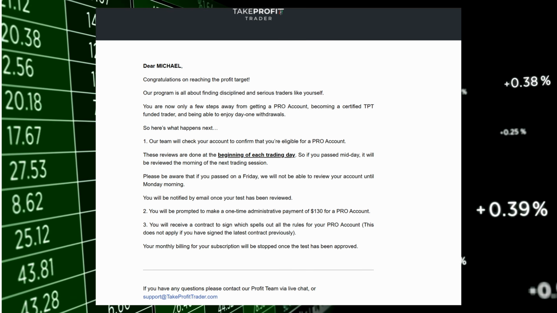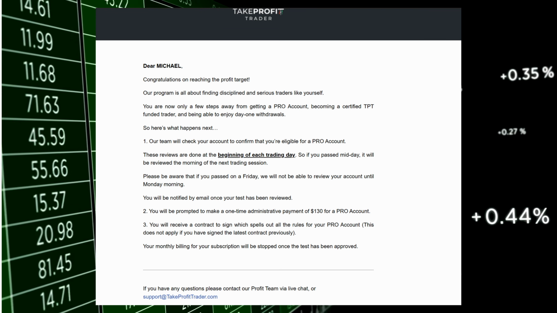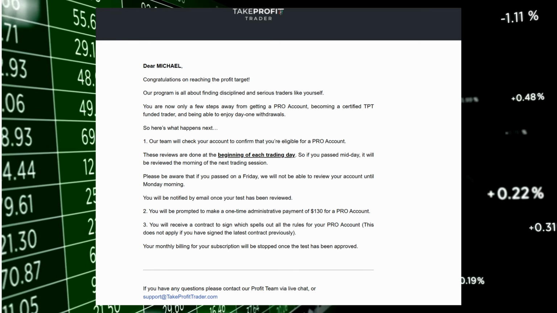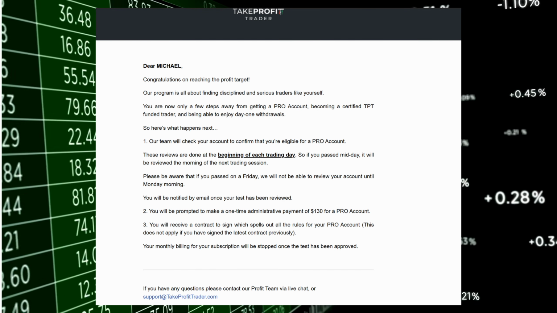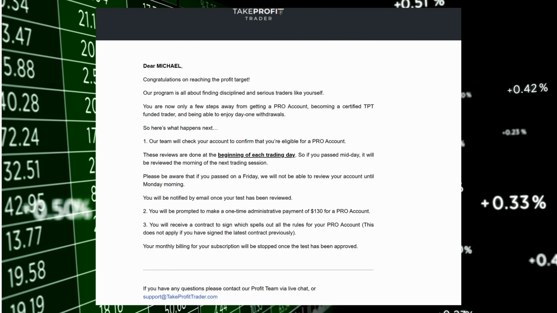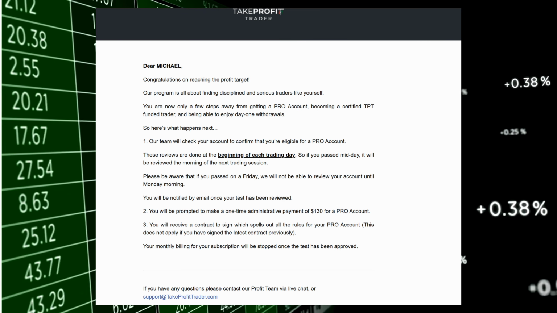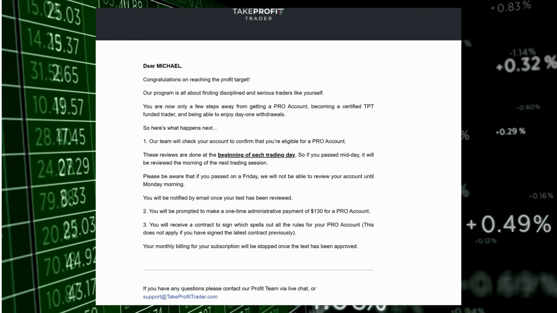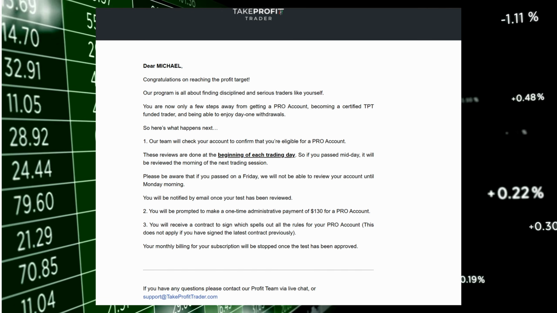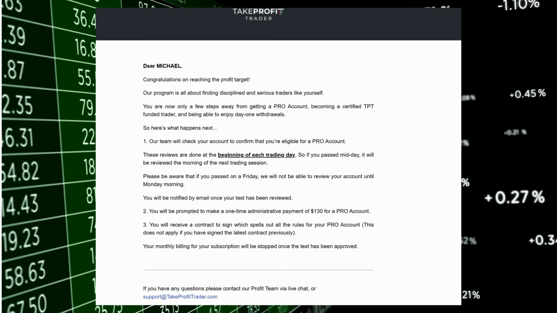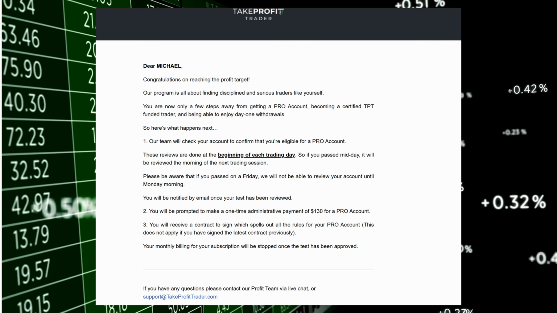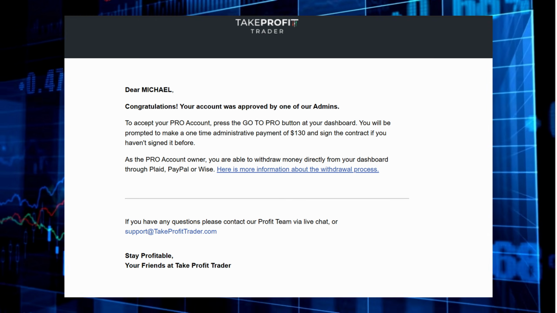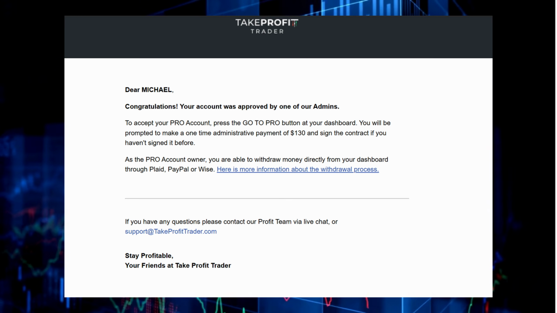So if you're like, I passed, I'm ready to trade the Asia session, you know what? You have to wait till the next morning. That's just the way it is. Also, be aware if you pass on a Friday, they're not going to review the account until Monday morning. Then number 2, you will be prompted to make a one-time administration payment of $130 for a pro account. Number 3, we are going to receive a contract to sign, which spells out all the rules in the pro account. Now, after that email, the next morning, you're going to receive an email like this.